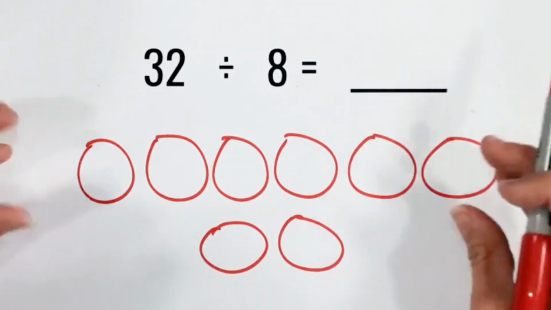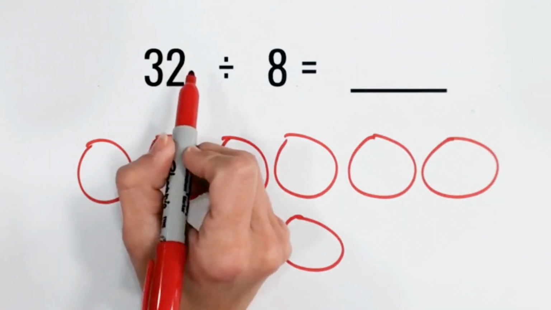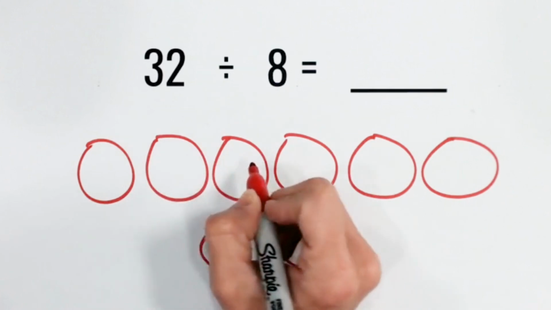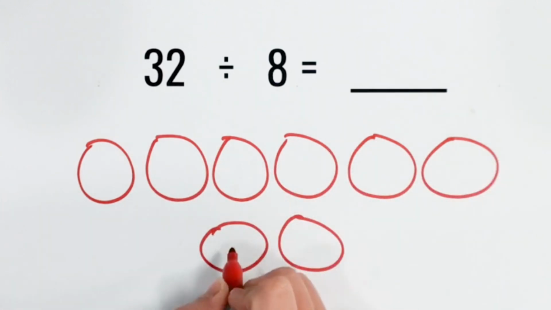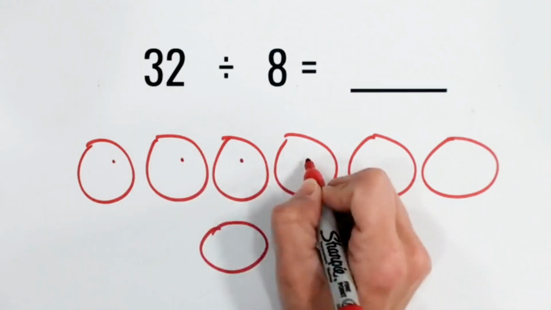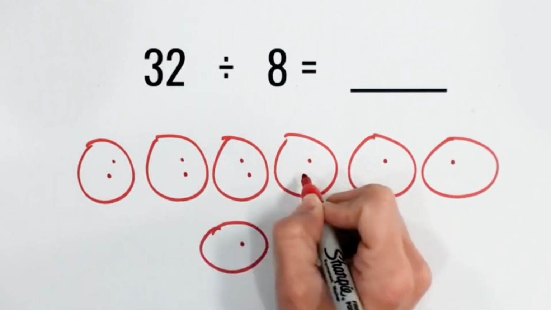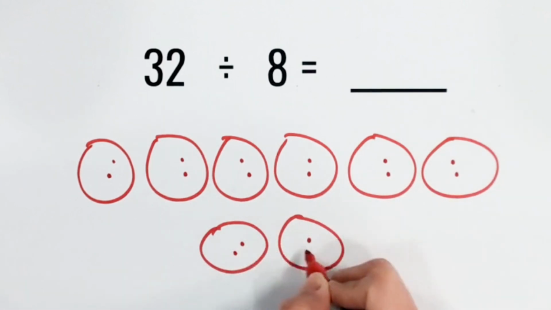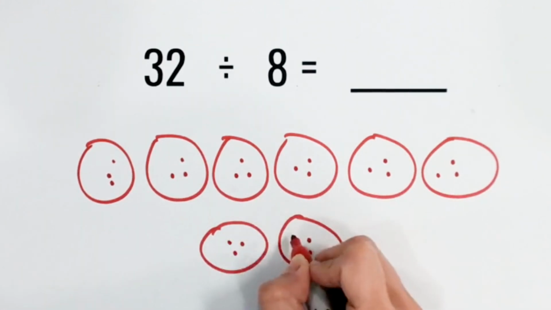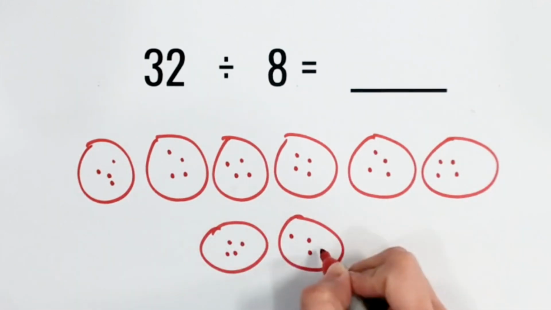Now this is their first opportunity to start sorting or sharing equally. So what students are going to do is they're going to count up to 32, and every time they do that, they're going to put another dot inside each of these groups. So we'll start 1, 2, 3, and so on, up to 32.